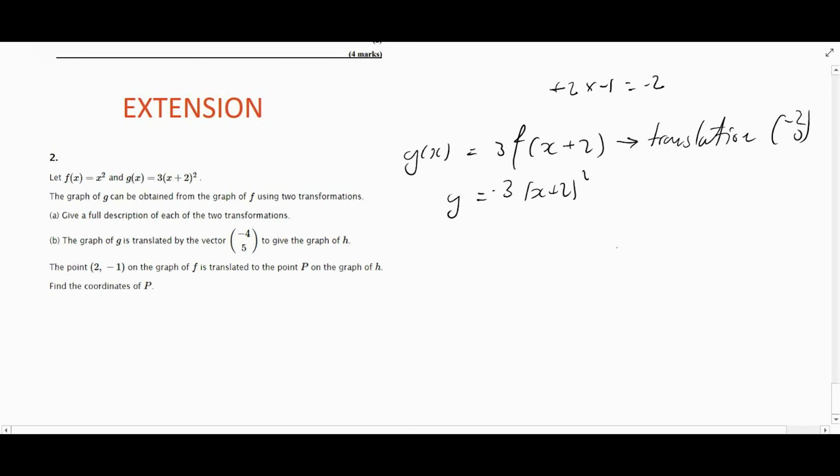Now part B. Graph of G is translated by this vector to give the graph of H. So I guess it's pretty useful to think about what this actually means and maybe try and incorporate it into this. So translated by vector minus 4, 5. So the minus 4 is the x-axis movement. So now we have to kind of work backwards. What does this minus 4 actually mean?